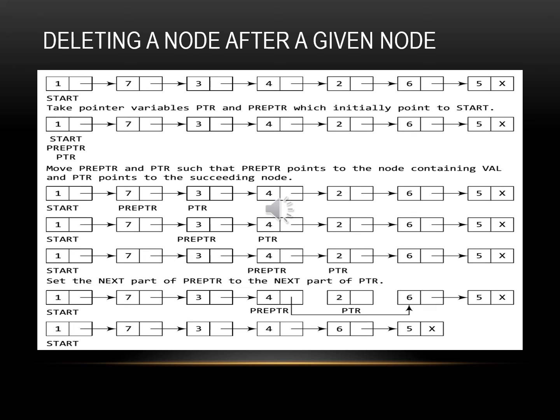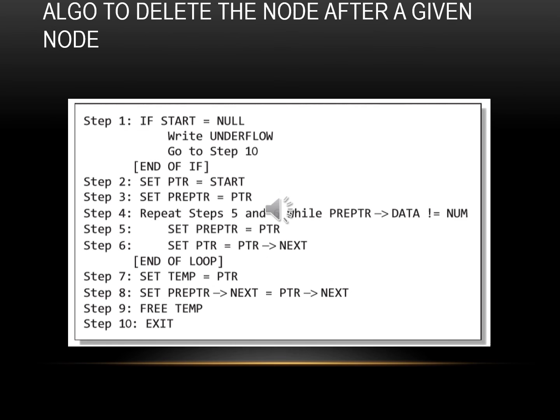So for this case also we have taken two extra pointer variables, pointer and pre-pointer, and we will keep moving them forward such that pre-pointer will be at 4 and pointer will be at the node next to it, that is the node to be deleted. So we will simply join 4 with 6. So where is the address of 6 present? It is present in the node containing the value 2. So the next part of pre-pointer will now store the next part of 2. That is the pointer. So let us see the algorithm.